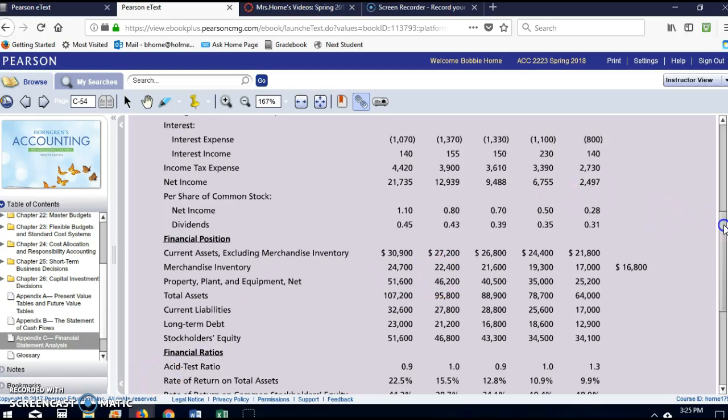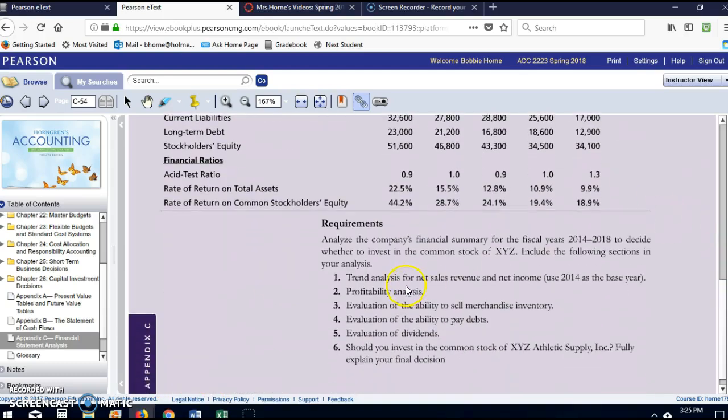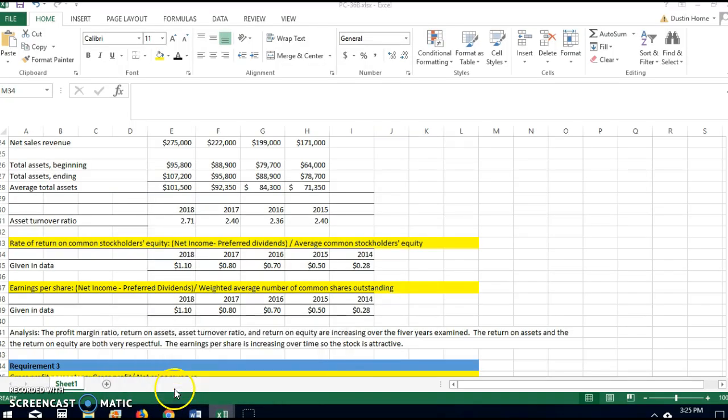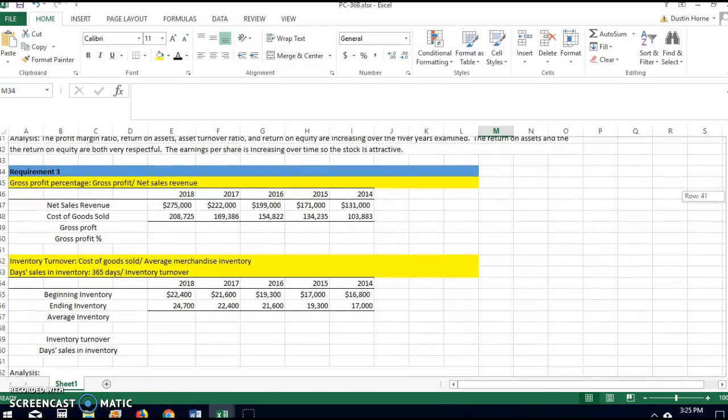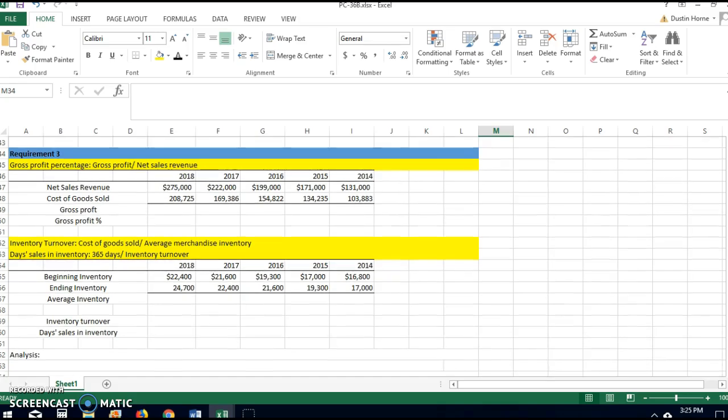Okay, we are now looking at requirement 3, the evaluation of the ability to sell merchandise inventory. So let's go to our spreadsheet, and the first thing we want to look at for requirement 3 is the gross profit percentage, which is the gross profit divided by the net sales revenue. So we will look at that.